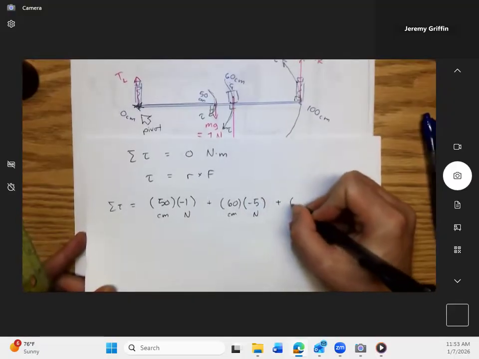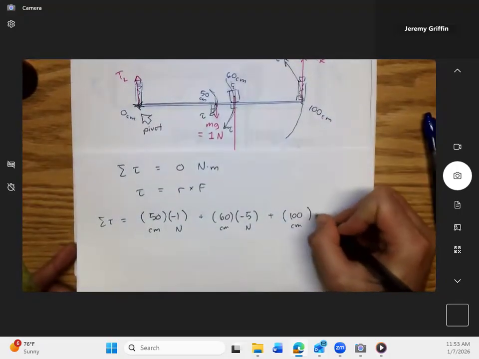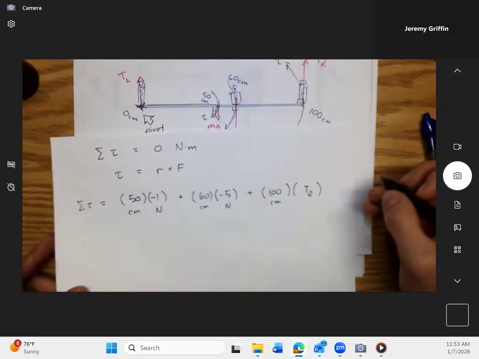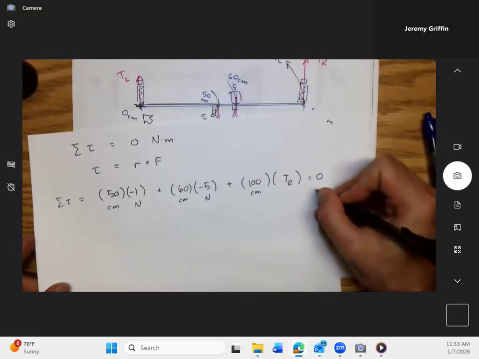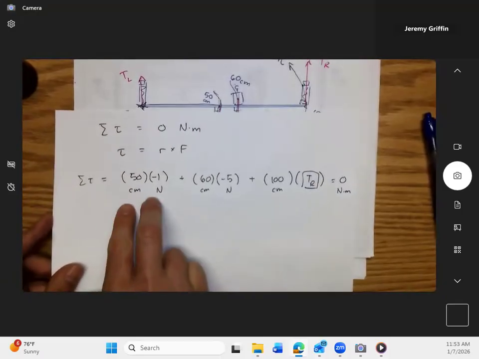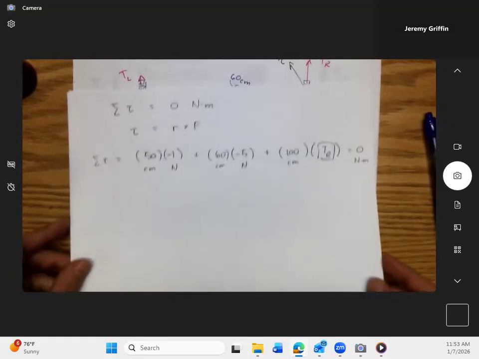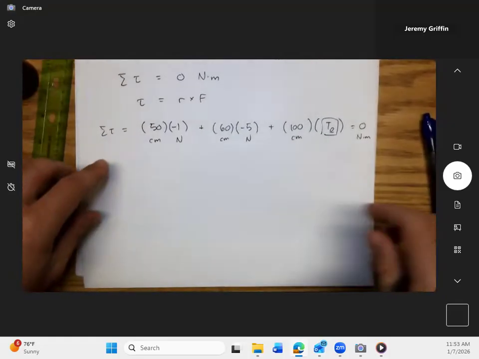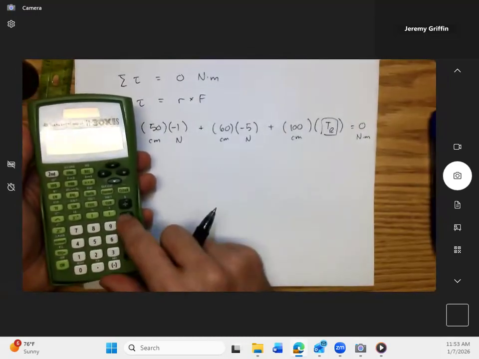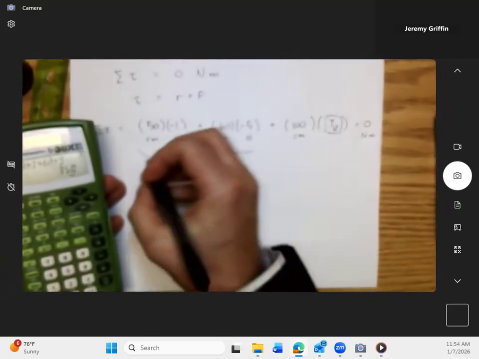And then plus, all the way at the other end of the meter stick, which is 100 centimeters out, I have tension right, which at the beginning I don't know what that is, but I do know this all has to sum to 0 Newton meters. So I have clockwise, clockwise, counterclockwise, and it has to all zero out. Then to do the algebra, maybe we'll throw in the middle step. So 50 times 1 plus 60 times 5.